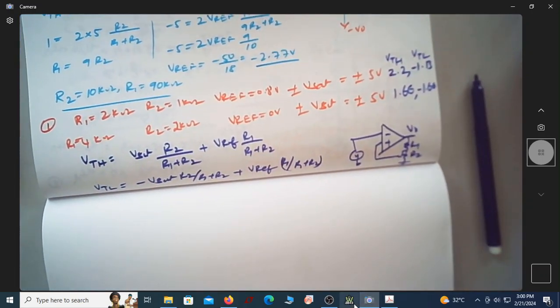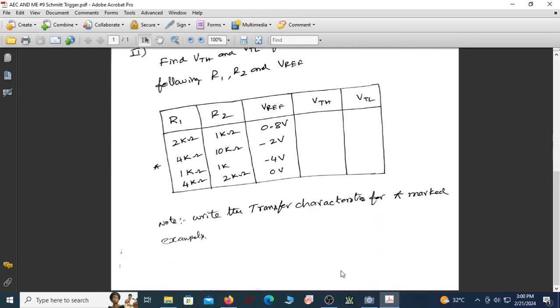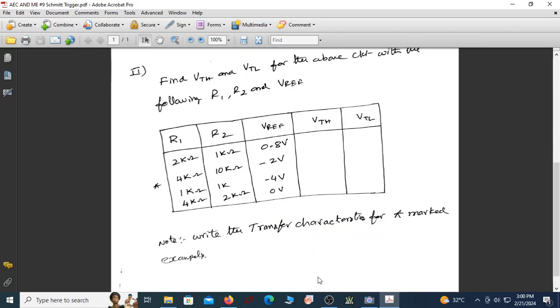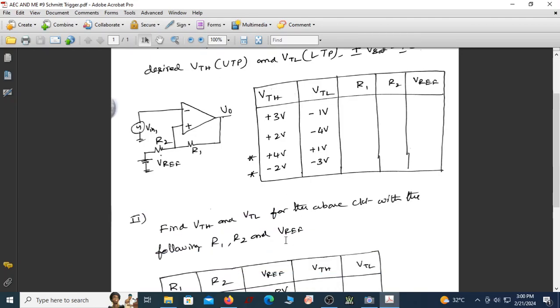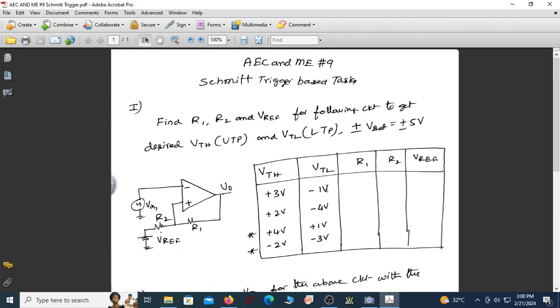Okay, that's it, fine. So let us go back and see what we have next. You can write the transfer characteristic for this, so that's not a big issue. Okay, that's it for this Schmitt trigger.